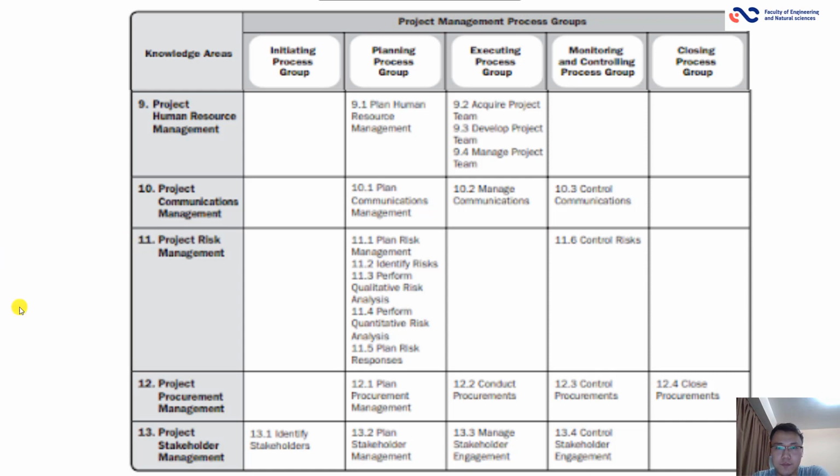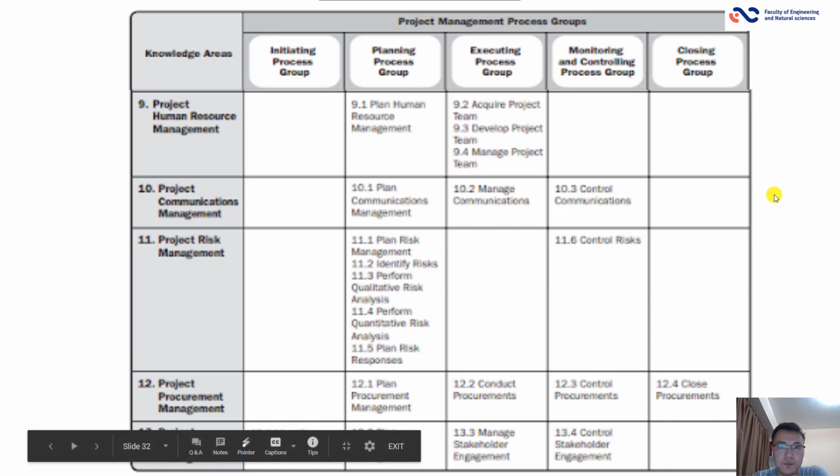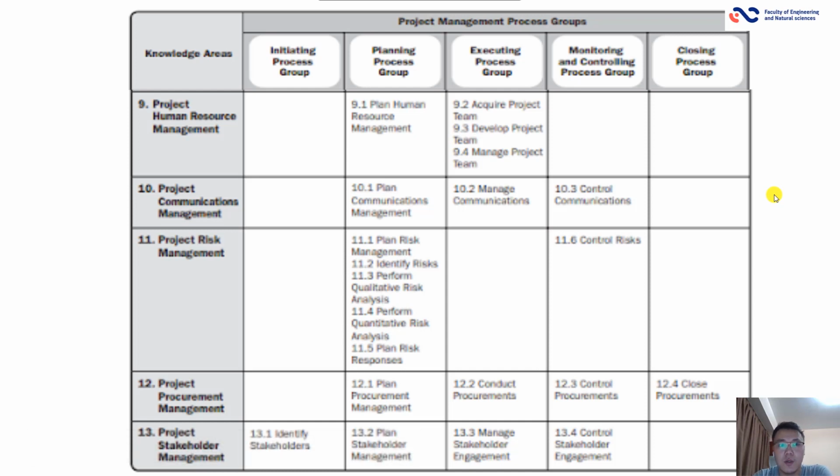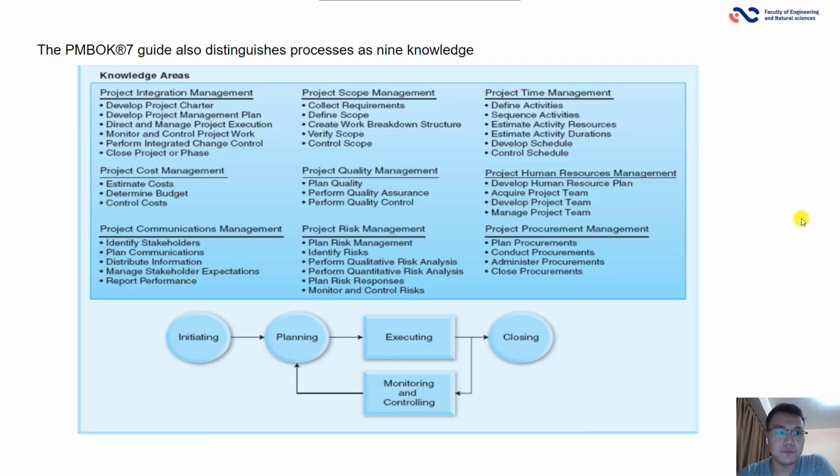Sorry for the quality. Here is a table of project management process groups. Okay, I will explain it by the end of the slides. The PMBOK Guide also distinguishes processes by 9 knowledge areas. Yeah, you can see it here.